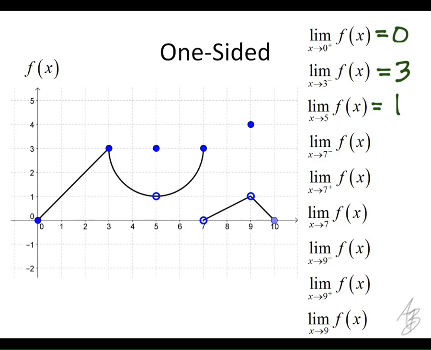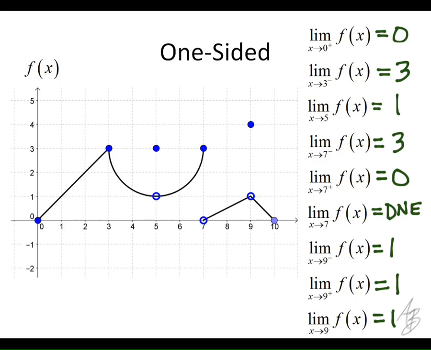How about 7 from the left? What value is this function approaching? Okay, how about 7 from the right? Okay, so how about 7? It does not exist. So you could just write for something like that, does not exist, DNE. Okay, and it doesn't exist here because from the right and from the left it approaches different values. How about 9 from the left? 1. How about 9 from the right? 1. So how about 9?